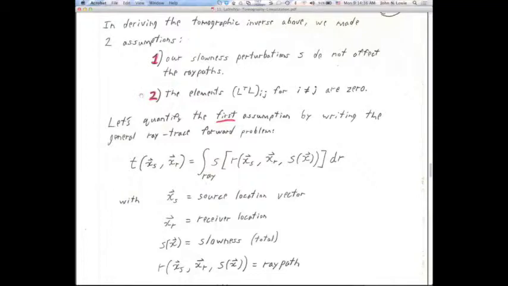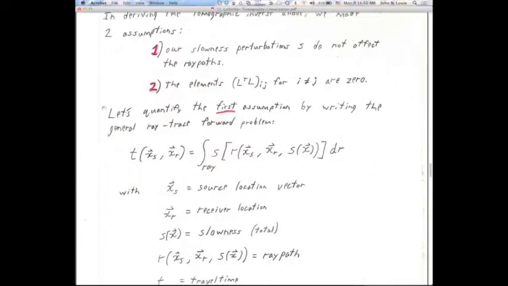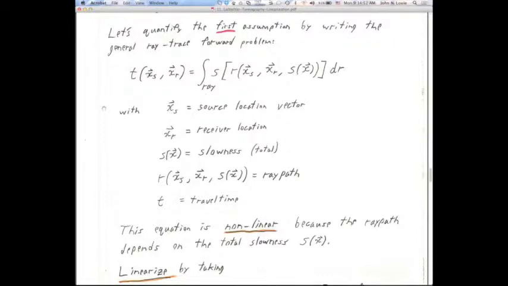All right, so there's what I call the tomographic approximation, that the off-diagonal elements are zero. And then there's the linearity assumption of the model, that the slowness perturbations don't affect the ray paths. So working on the linearity, let's quantify that a little bit by writing a general ray trace forward problem. And this is using the Radon transform. So you can see it's a line integral along a path, along some ray geometry.